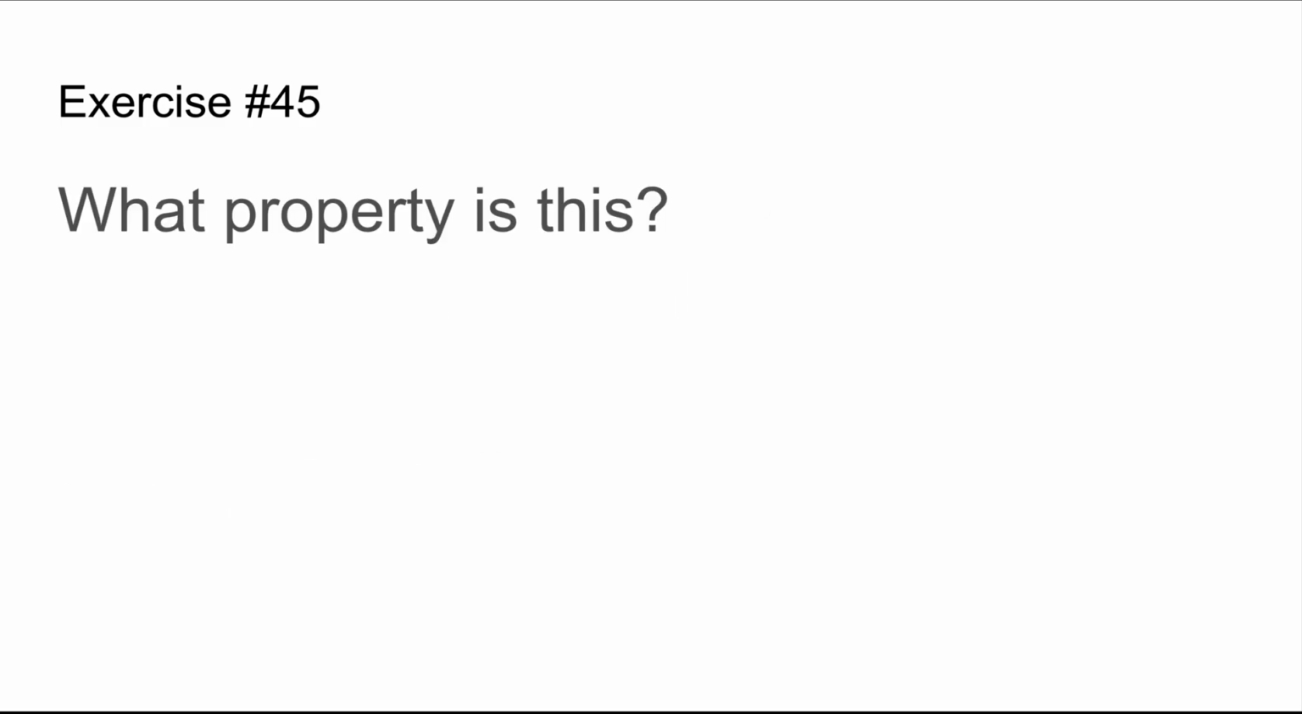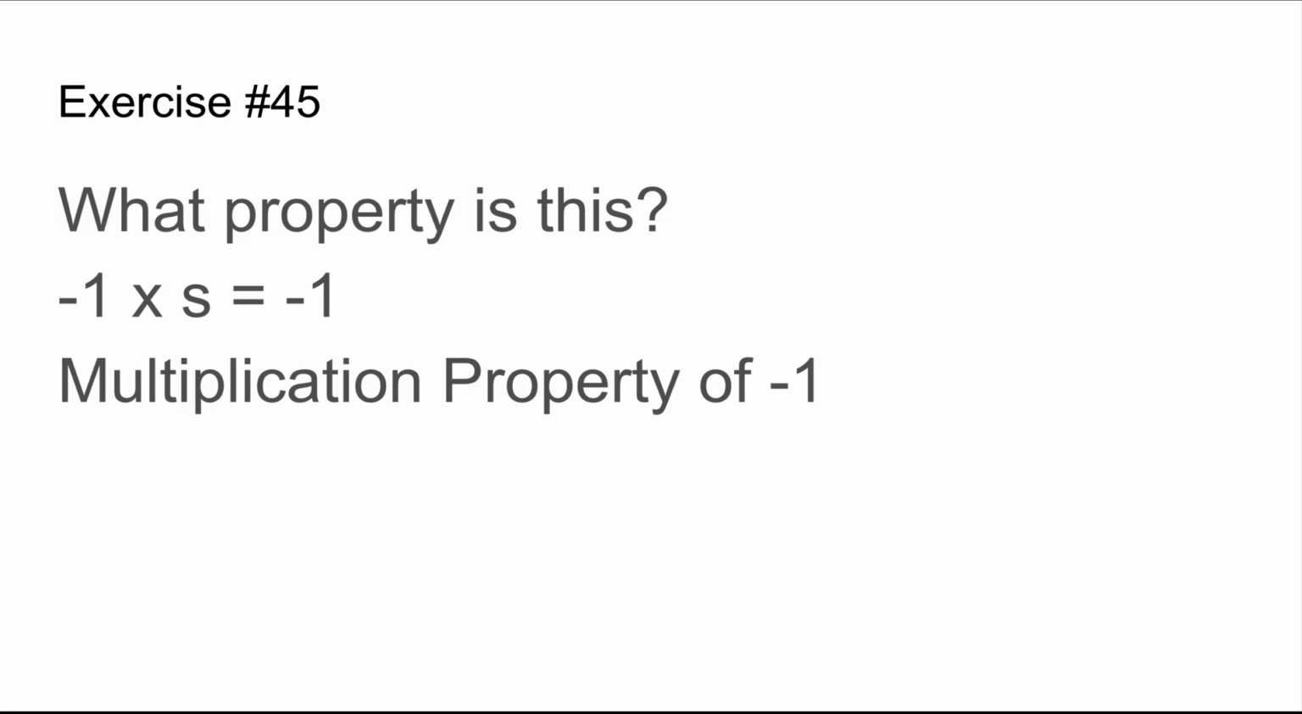45. What property is this? Let's see if you remember old things. Negative 1 times s equals negative s. Anytime it says, what property is this? And you see times negative 1, guess what? It's the easiest answer ever. It is multiplication property of negative 1.